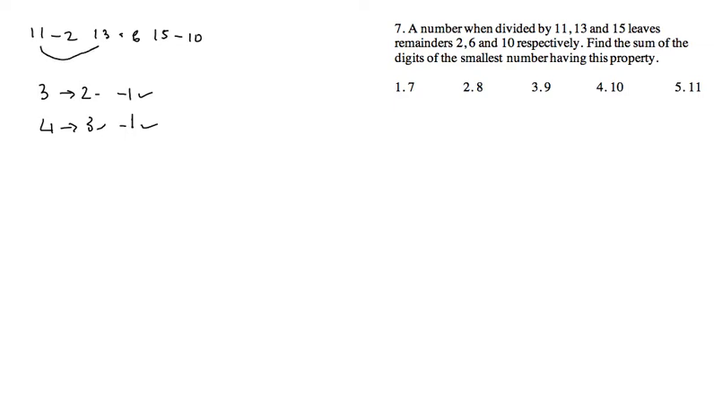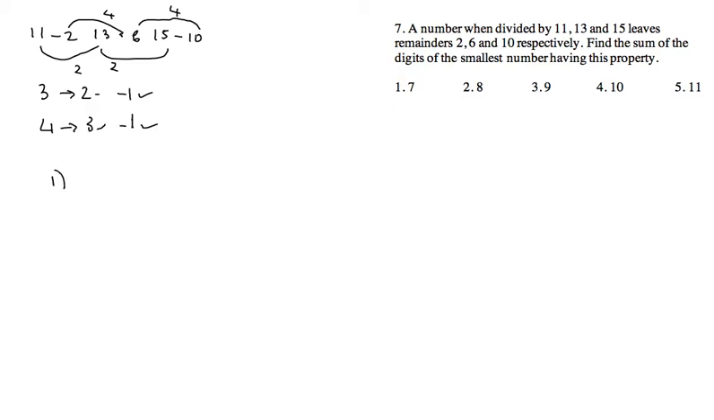11, 13 and 15 are all differing by 2, whereas the remainders are differing by 4. So 2 to 6, the difference is 4, and 6 to 10, the difference is 4. But since the differences are the same, we can still use this to get the answer very quickly, right? So let's solve this step by step.